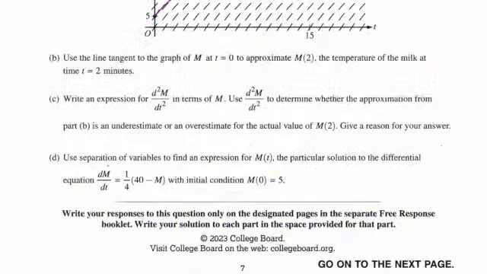Okay, last part D. Use separation of variables to find an expression for m of t, the particular solution to the differential equation dm dt equals 1/4 of 40 minus m with initial condition m of 0 equals 5. Okay, when we have something like this in AP problems, I can say 90% of the time, we should take all things to one side, like here, separation of variables. So I take all things related to m to the left side: dm over 40 minus m equals dt over 4. Then we take the integral of both sides.